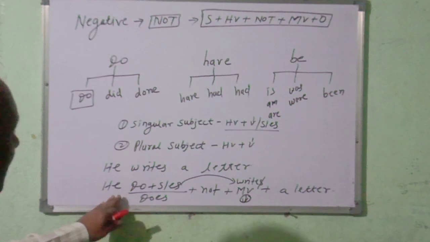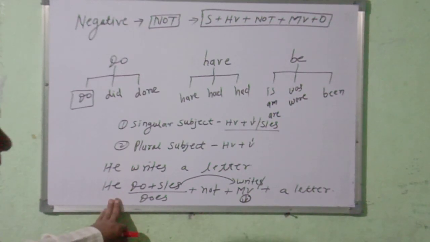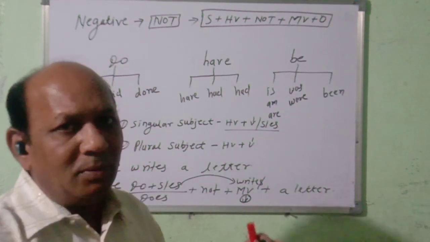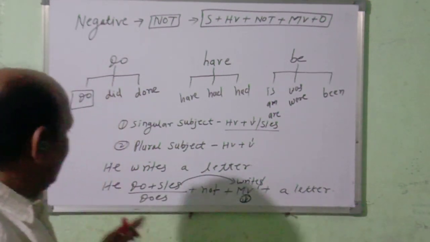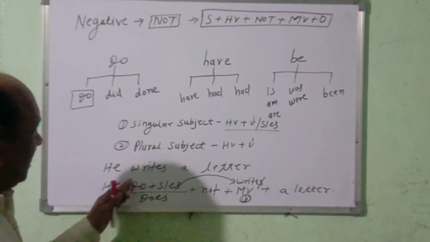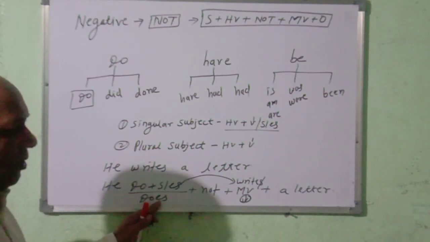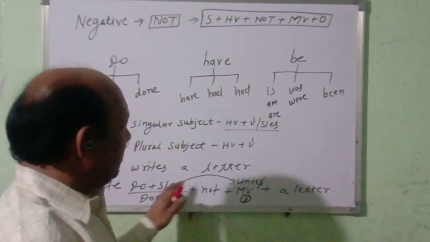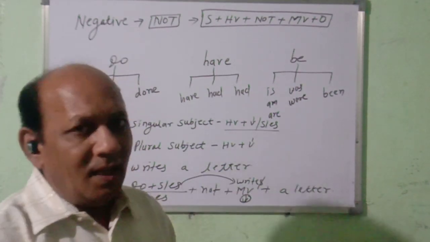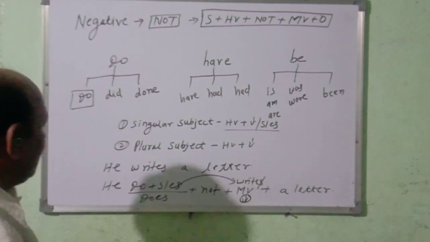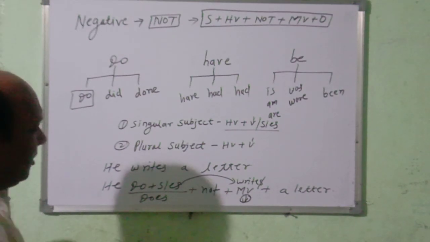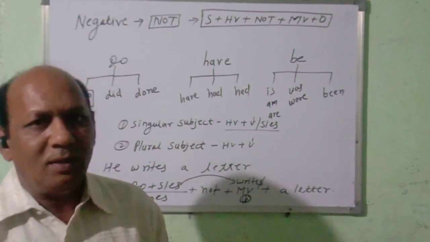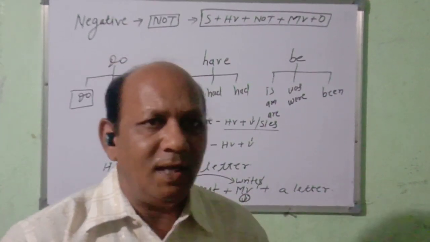Here it is also a singular subject. What is the rule? When you are talking about the singular subject, you have to use V1 plus S or ES. But when you are using the helping verb, the S or ES has already been added there, so there is no need to add it again to the next verb. That is the particular example of the negative sentence. I hope you have understood a little bit how to create the negative sentence.